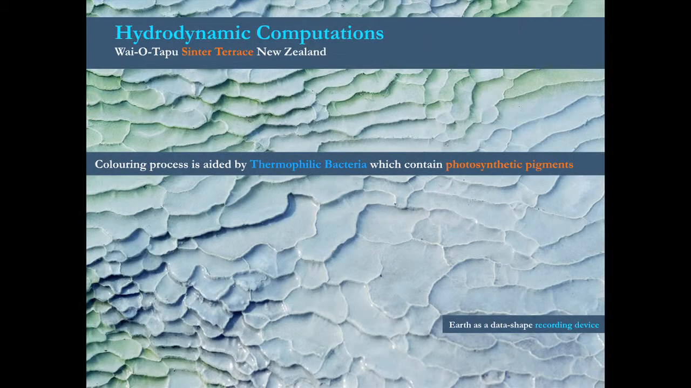And the Sinter terraces in New Zealand, a similar process occurs, but this has the extra twist of being coloured by these interesting characters known as thermophilic bacteria, which also contain photosynthetic pigments, which are generated by their absorption of inorganic materials. So, you know, these surfaces, I'd like to propose to you that you could see them as spatio-temporal data shape recording devices.